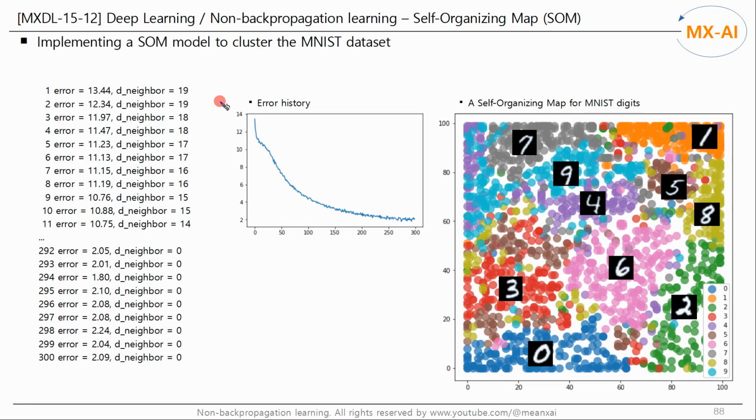Let's check the results. The error decreases gradually during training, as shown in this figure. The self-organizing map for the MNIST dataset is as follows. The MNIST images of digit 0 are located in this area on this map. And the images of digit 1 are located here. You can see that the 780-dimensional feature data points are clustered in this 2-dimensional space.